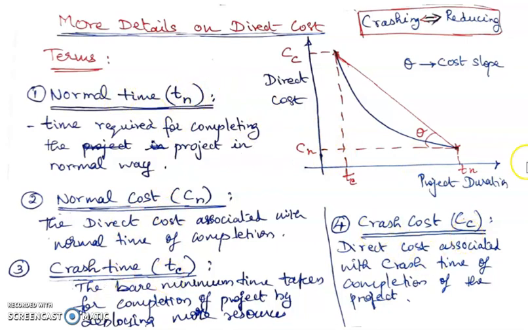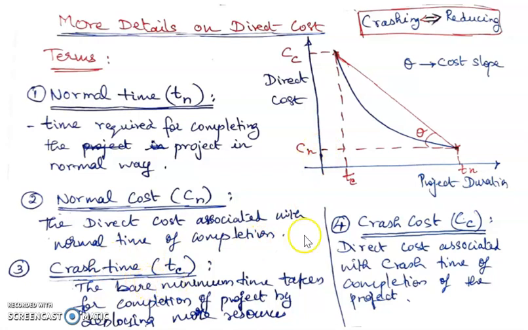Now, normal time is this point. Normal time of completion of the project is the time taken for completion of the project in the normal way. This is the time that we will get as per the CPM calculations. Now, what is normal cost? Normal direct cost is the direct cost associated with the normal way of completion of the project.